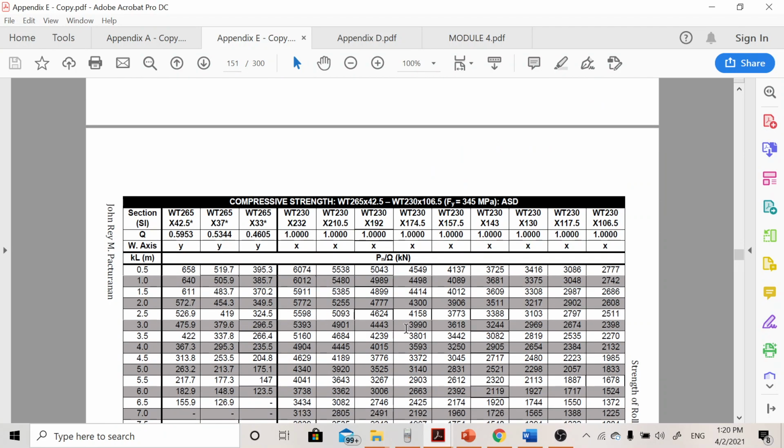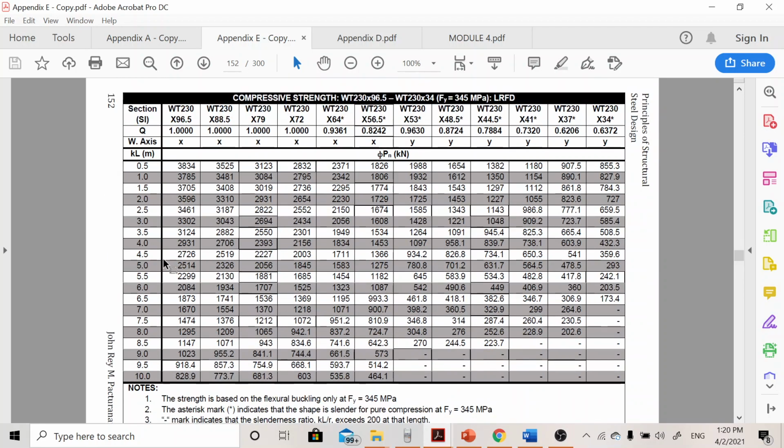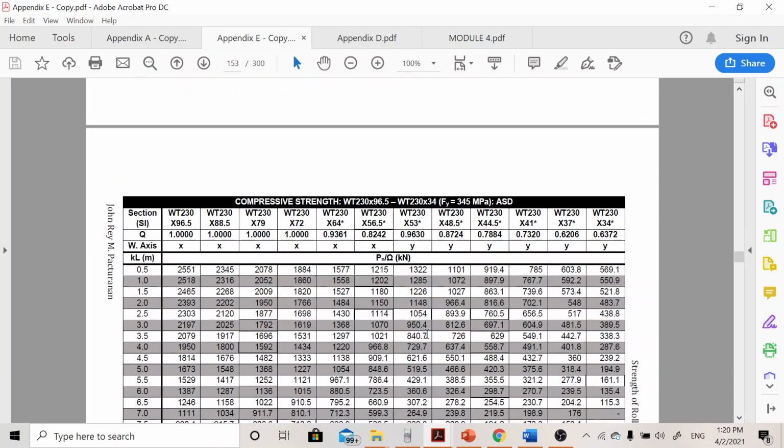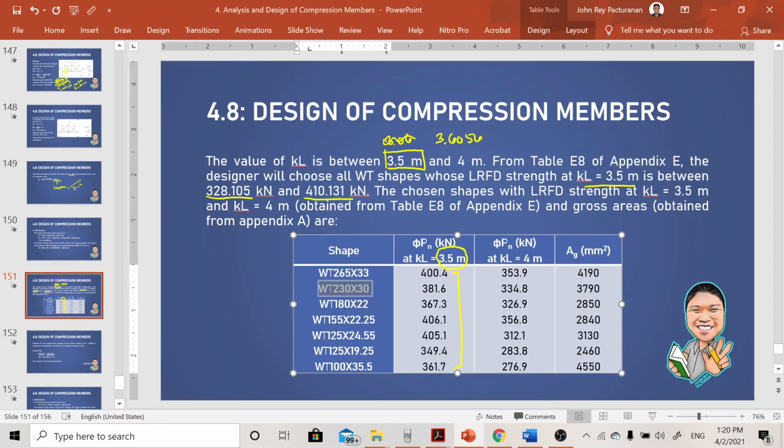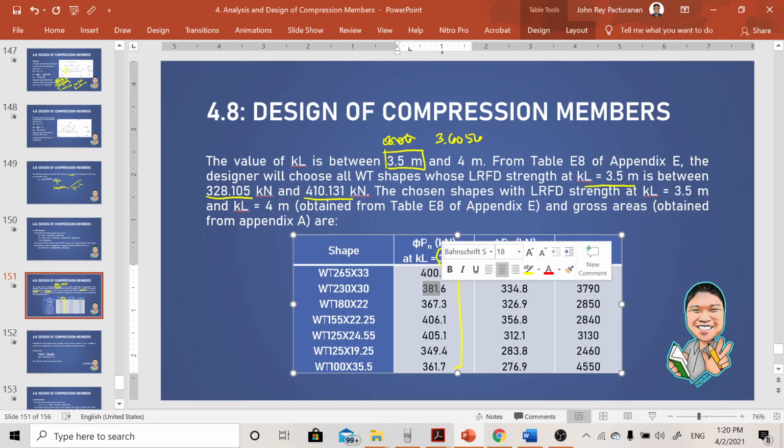Wala na dito sa page na to. LRFD, wala din dito. Dito rin. Oops, ito. So, 381.6. Pwede din to. That is WT 230 by 30. So, ilista mo yung 381.6 saka itong 334.8, di ba? So, tingnan natin kung ayun siya. O, WT 230 by 30. So, yun.